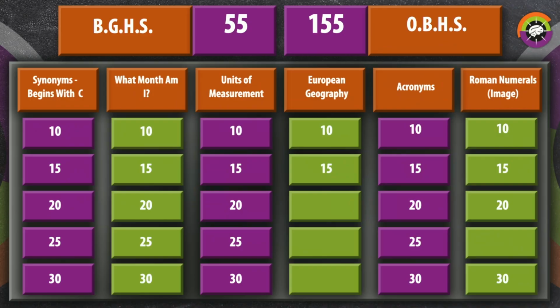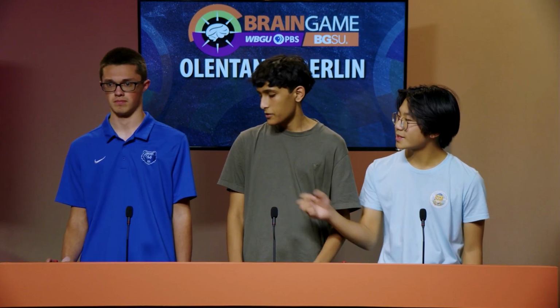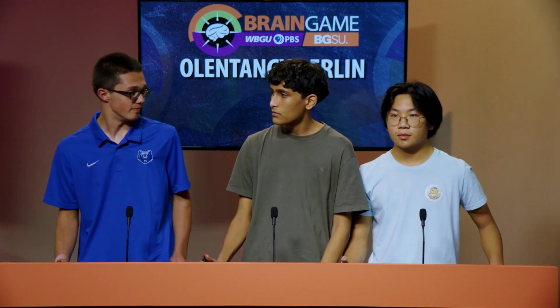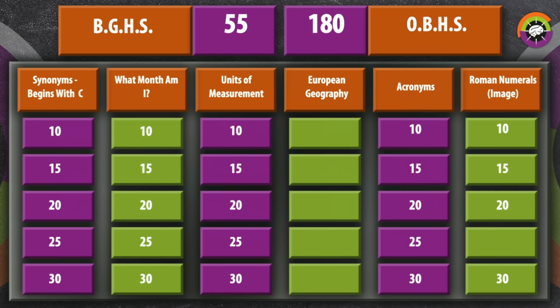European geography for 15. European geography for 15 points. Ukraine Republic annexed by Russia in 20. That would be Olentangy Berlin. Martin. Crimea. Crimea is correct. Olentangy Berlin in control. European geography for 10. European geography for 10 points. Country that is home to The Hague. That would be Olentangy Berlin. Martin. The Netherlands. The Netherlands is correct. That finishes off that category.